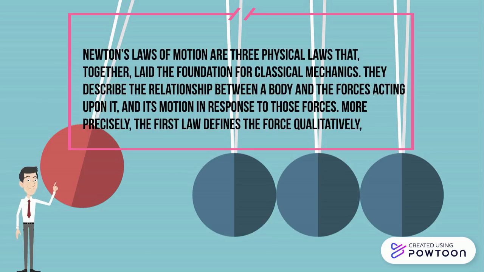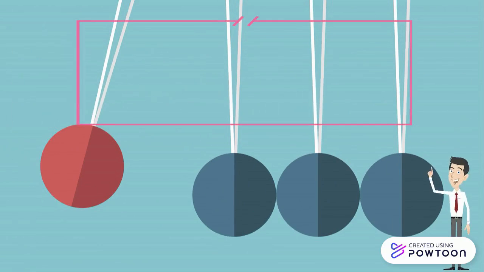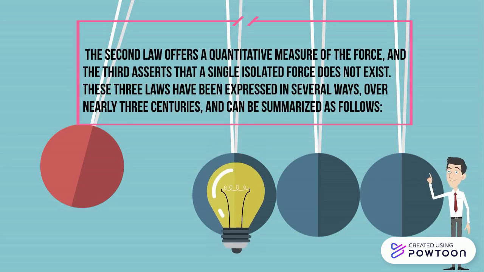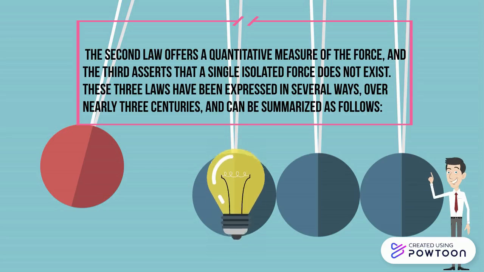Newton's laws of motion are three physical laws that together laid the foundation for classical mechanics. They describe the relationship between a body and the forces acting upon it, and its motion in response to those forces. More precisely, the first law defines the force qualitatively, the second law offers a quantitative measure of the force, and the third asserts that a single isolated force does not exist. These three laws have been expressed in several ways over nearly 3 centuries and can be summarized as follows.